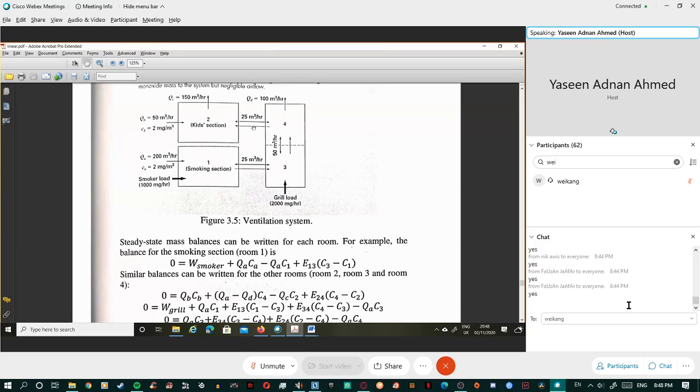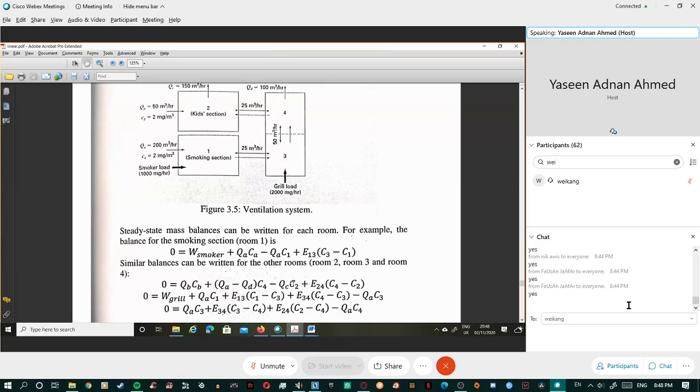This is the arrow. Okay. This one, the exchange rate, like before, is C4 minus C2. What else do we have? This one is going out, so QC multiplied by C2, because this is the room. So that's the equation for this part.